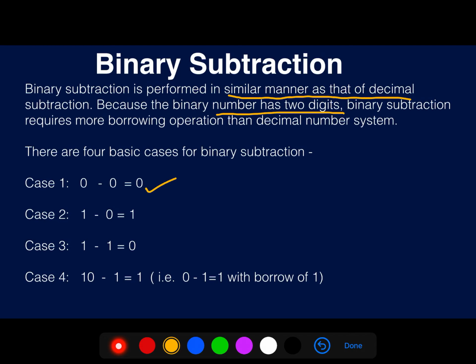Case 1 is 0 minus 0, it is always 0. Case 2, 1 minus 0, it is 1. Case 3, 1 minus 1, it is 0. And the last case is 0 minus 1, which is actually not possible. So in that case we have to borrow from the next column to make it 10, and 10 minus 1 is 1. So this we have to remember. We borrow like we do in decimal subtraction also.